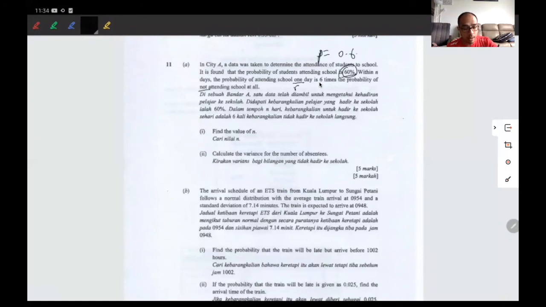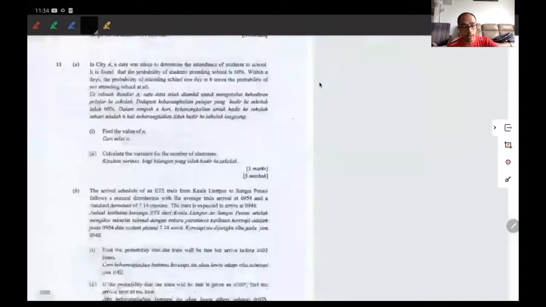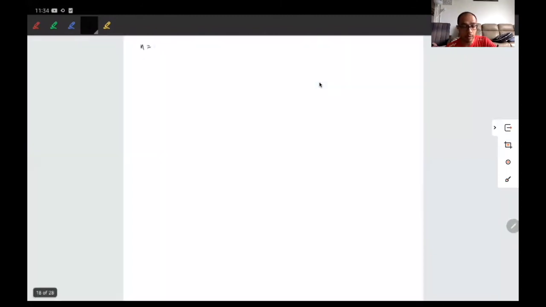So that means P1 is 6 times of P0. This is where we will start. I don't know what my n is, but I know that I have two R's, one is 0 and one is 1. P is 0.6, therefore Q is 0.4. And we can start from here.